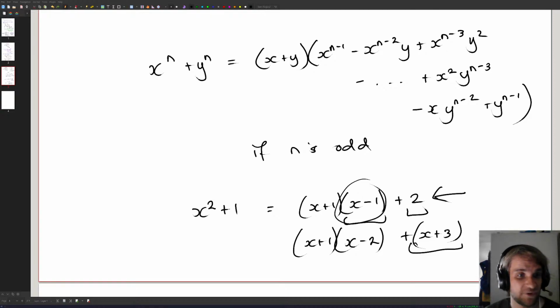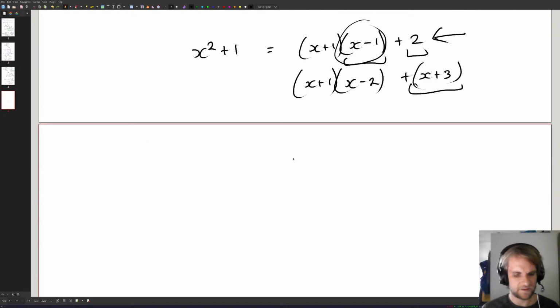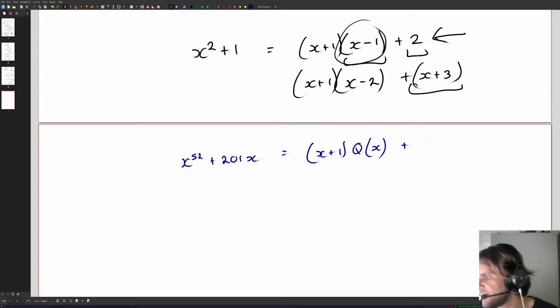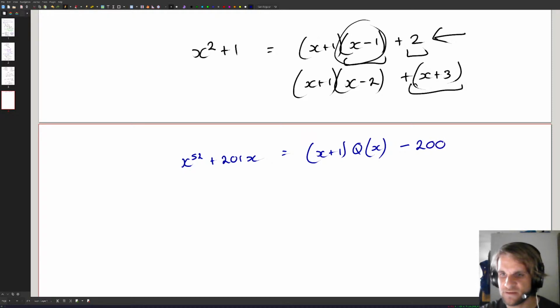What we can work out from this, I guess, is that we can get some bound on the remainder when we plug actual numbers in and we divide the numbers. So we know always that we have x to the 52 plus 201x is x plus 1 times q of x plus minus 200. And so that means whenever I plug actual numbers in, oh, this was from SAMO.